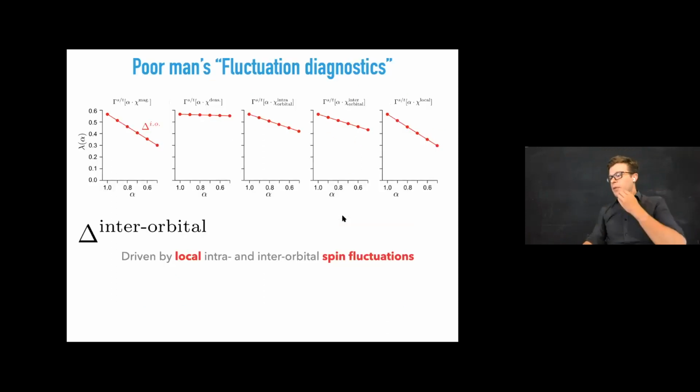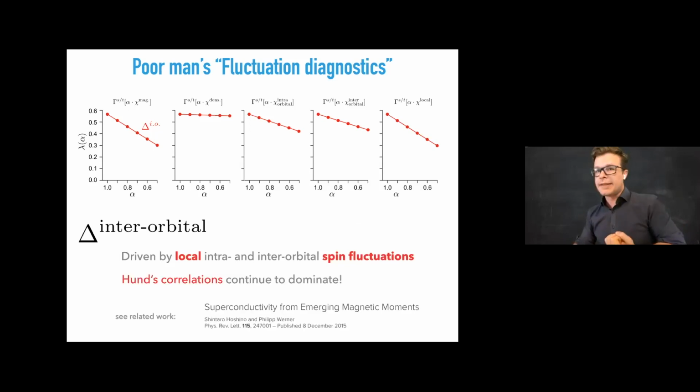I will skip the poor man's fluctuation diagnostics. So we asked ourselves which are the most important fluctuations that make the vertex. And we were able to scale contributions in the pairing vertex in order to answer this question. And that leads us to saying that Hund's correlations, namely local spin fluctuations, inter and intraorbital, are dominating, could be dominating also for the superconducting phase.